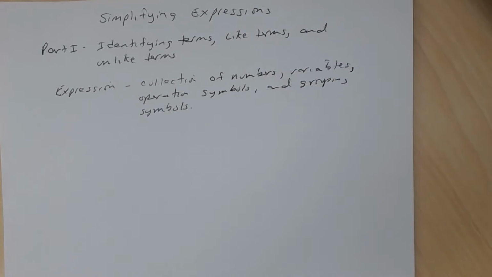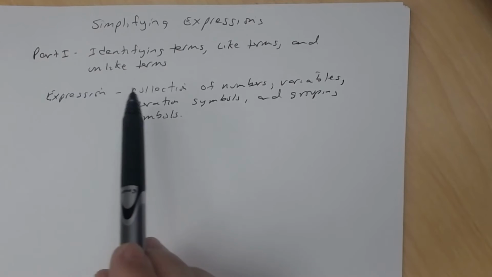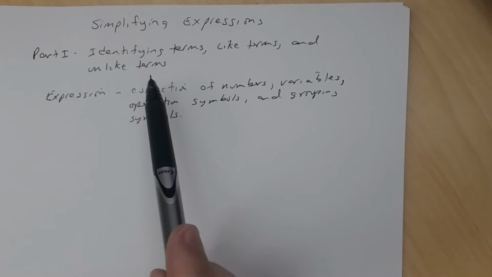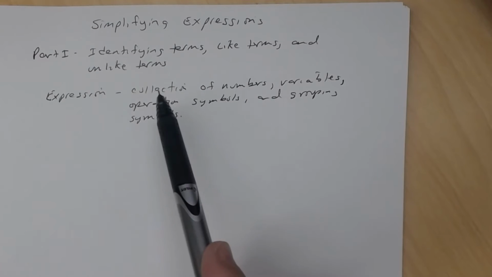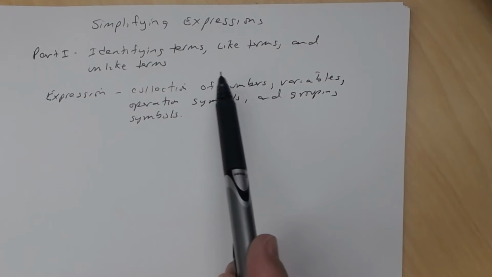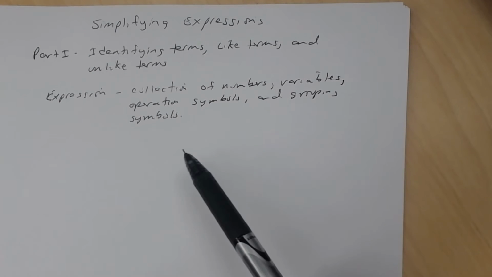Okay, so in this lesson we're going to be simplifying expressions, and this is part one. In part one we're going to be identifying terms, and we're going to be discussing what are like terms and what are unlike terms, because at some point in this lesson you're going to have to combine like terms.